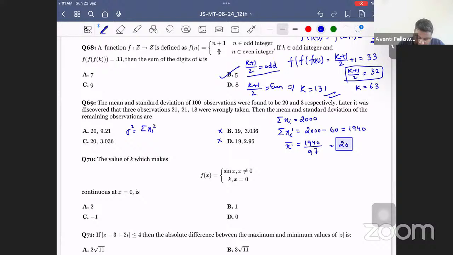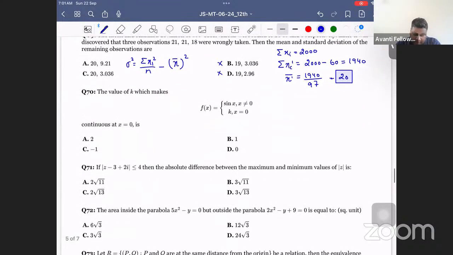Now the formula for the variance is the mean of the squares, that is sigma xi square by n, minus the square of the mean, x bar square. Now you replace the values here, you will get your correct answer very easily. See, the 17th question is the value of k which makes this continuous at x equal to 0. This is quite visible that k has to be 0, because on the left to right the function is sin x. So at 0, it will be 0. So k has to be 0.